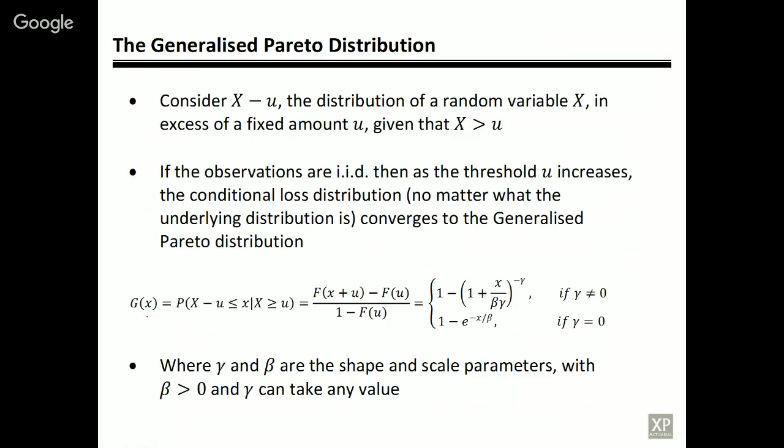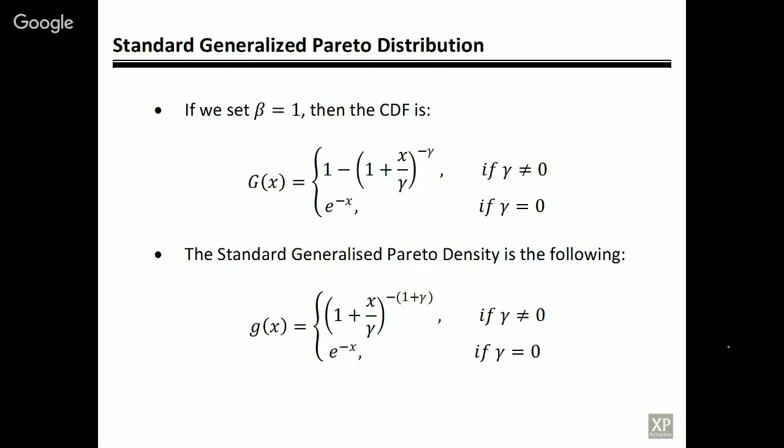Now, what you'll need to memorize is the formula here for gamma equal to 0 and not equal to 0. You'll need to know that gamma and beta are the shape and scale parameters, and that beta has to be greater than 0, and gamma can take any value. Another two formulas to memorize would be the standard generalized Pareto distribution, and it occurs if you set beta equal to 1. Again, know the CDF and the density, and how to convert the CDF into a density.